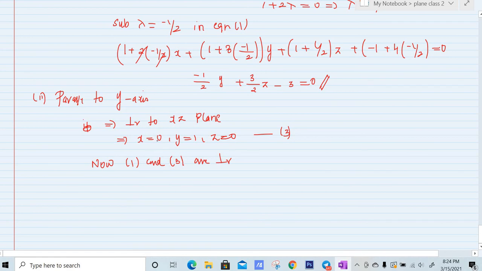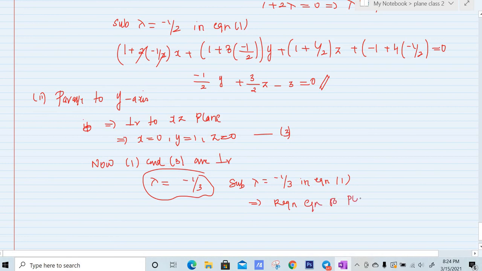So again, if you take the dot product with 1 and 3, you will get lambda is equal to minus 1 by 3, and substitute in equation number 1, you will get the required equation of the plane. You will get the required equation of the plane, right?